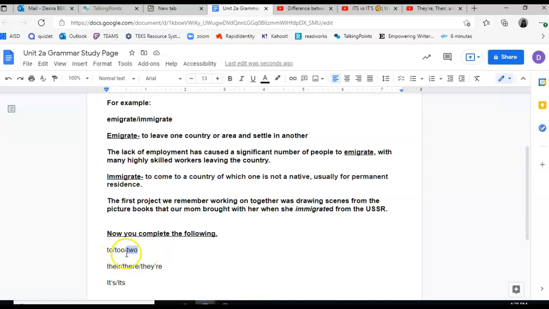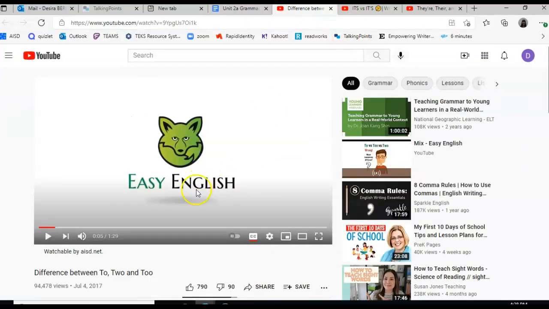So to help you figure out how to use these, I have some videos. So get your paper ready, pause this recording, and when you're ready to listen to the video and create your study page for to, too, and two, turn your video back on. Alright, so welcome back. You've got your notebook paper and something to write with in front of you, and we're figuring out when to use to, double-O, and T-W-O. Listen to the video and pause when you need to write something on your paper.